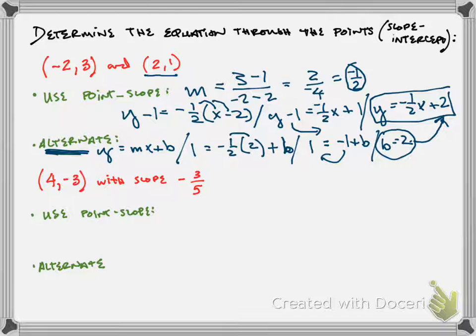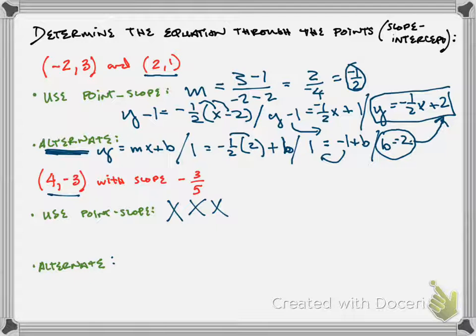So this time, for the sake of time, I'm not going to use point-slope. I'm just going to do the alternate. So I'll cross out point-slope. I was going to, but I don't want this video to get too long. So the alternate way, again, is you're given a point. You're given a slope. Now, in the previous example, we had to solve for the slope, but it's no different. You've got a slope, you've got a point now.